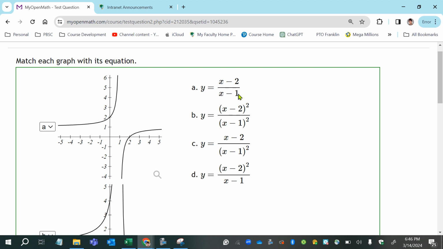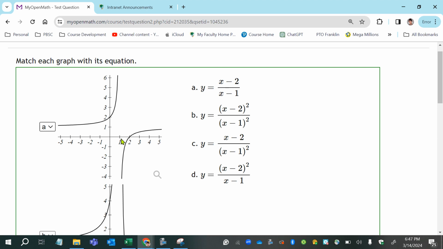How we would know that is to set the denominator equal to 0, since we know we cannot divide by 0. If you were to set x minus 1 equal to 0 and solve for x, you would get x equals 1. Notice that when you plug 1 into where the x is in the denominator, that denominator would become 0. So that indicates that the function should not be defined when x equals 1.